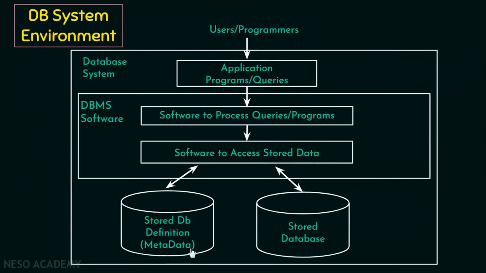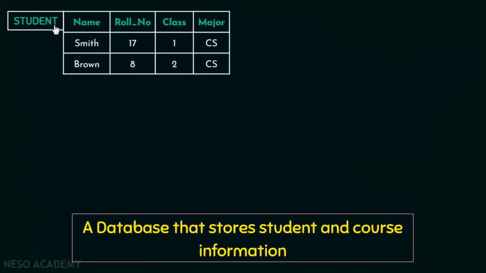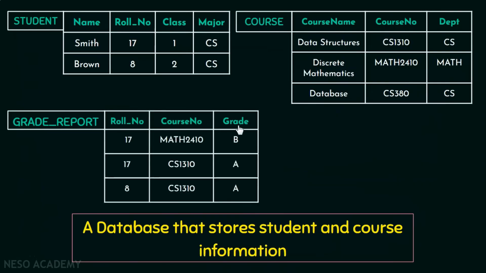As we discussed in the outline, finally, to understand a database and its functionalities better, we'll be taking an example of a university database that stores student and course information. So here I've taken 3 tables. The first one is the student table, which holds information about the students in that university. The second table is the course table, which holds information about the courses available. And the third table is the grade report table, which contains information about the grades received by each student in a particular course.